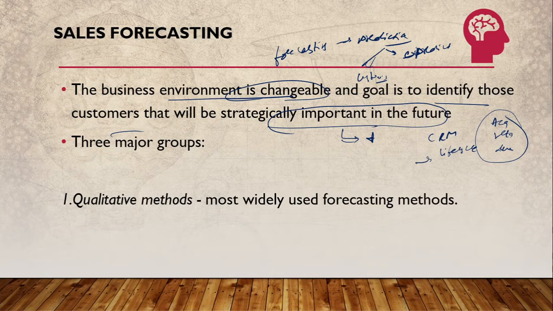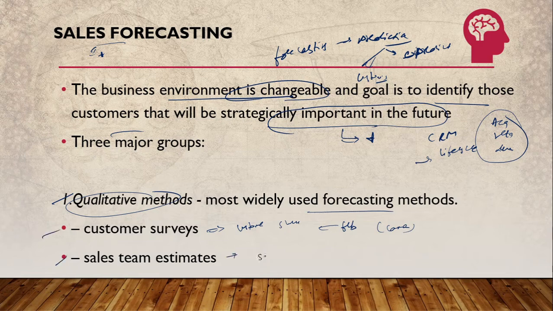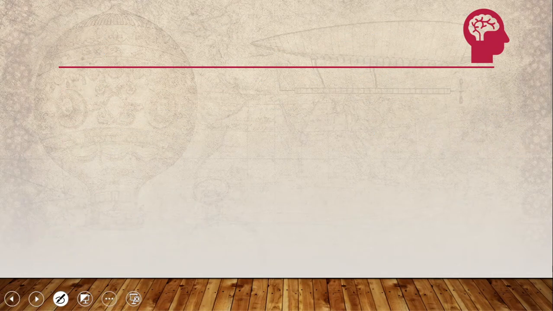Some of the techniques that will help you in sales forecasting are qualitative methods, which fall into customer surveys. Let us say you are doing a customer survey of your product and taking feedback from the customers, which is very common. This qualitative method is one of the most commonly used forecasting methods. The second is sales team estimates. Depending on the sales your product has done, you try to estimate how many sales you can do in the future. This is the most basic method of sales forecasting.